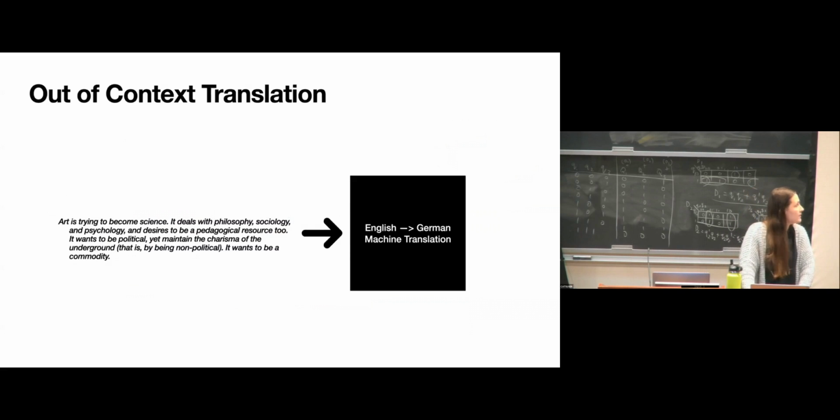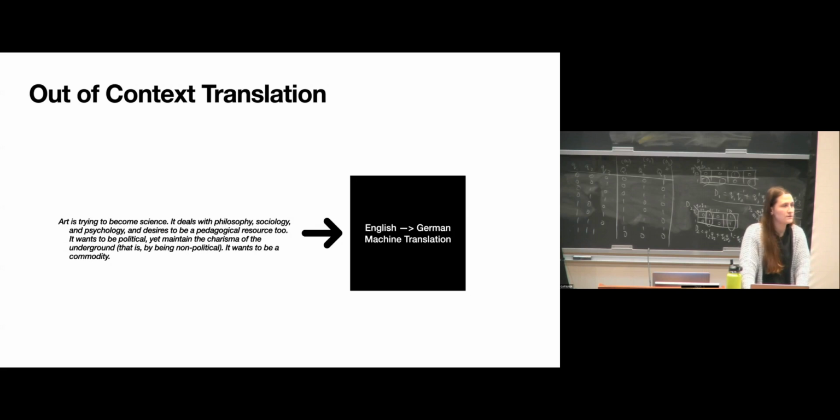So I have this input here. Art is trying to become science. It deals with philosophy, sociology, and psychology, and desires to be a pedagogical resource too. It wants to be political, yet maintain the charisma of the underground, that is by being non-political. It wants to be a commodity.